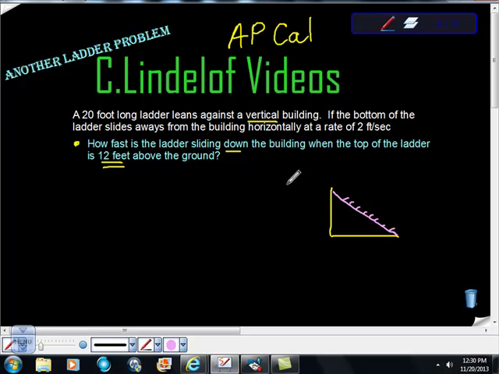We're told some stuff. In our scenario, it's 12 feet above the ground, so this point right here is 12 feet above the ground. We know that the ladder is 20 feet long. And we also know that it's sliding horizontally at a rate of 2 feet per second. Well, horizontally is on x, so we're going to say that dx/dt, the rate that x is changing given time, is equal to 2.